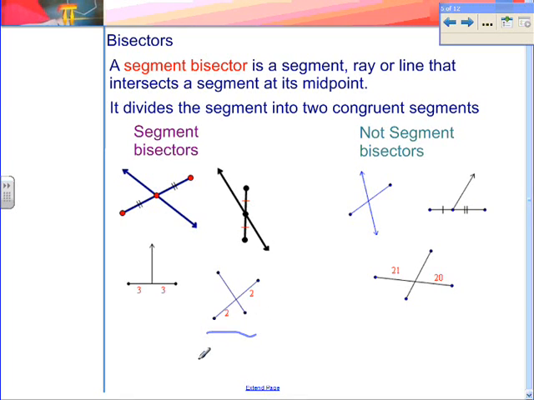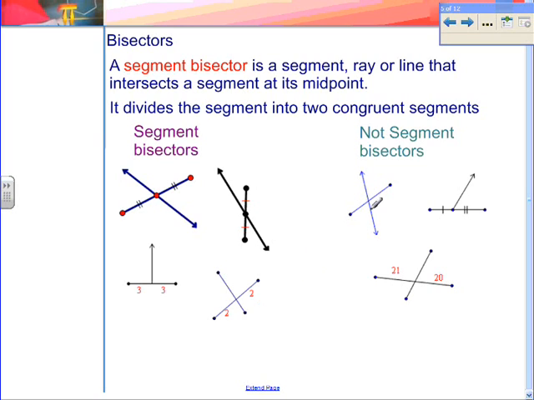And then one last example. Here we have two segments that intersect, but in this segment I know the length from here to here is 2. I know the length from here to here is 2. Therefore I know that this point right here must be the midpoint of that segment, and since that's the midpoint, this other segment must be a segment bisector.